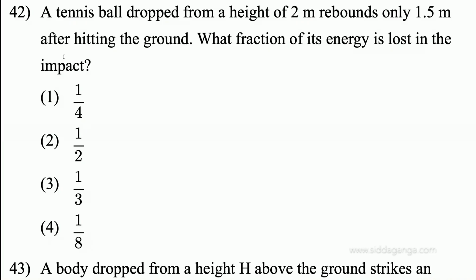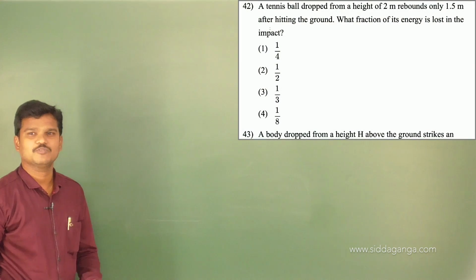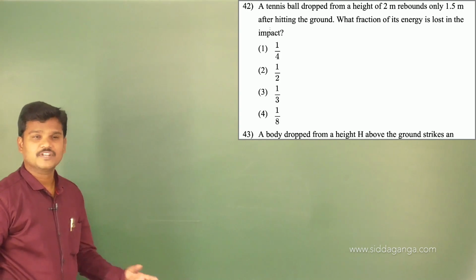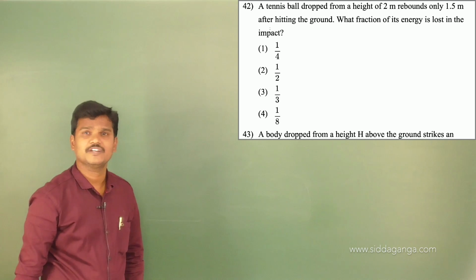See the next question. So next one, easy question. A tennis ball dropped from a height of 2 meter rebounds only 1.5 meter after hitting the ground. What fraction of energy is lost in the impact? Okay, so the tennis ball falls from a height of 2 meter, rebounds to a height of 1.5 meter after hitting the ground. So let us suppose the ball falls from a height of h1, rebounds to a height of h2.